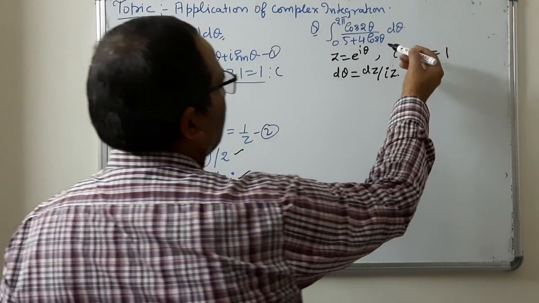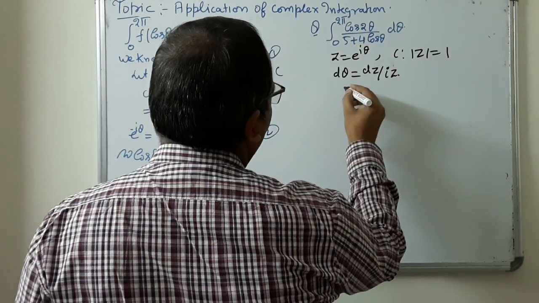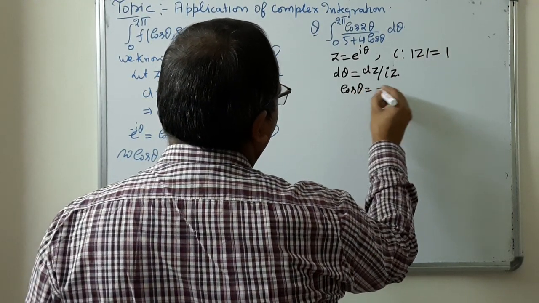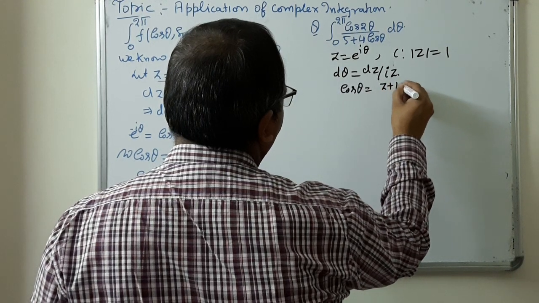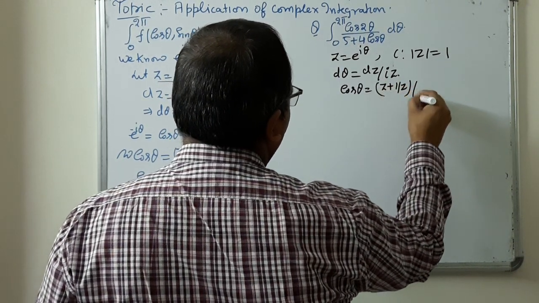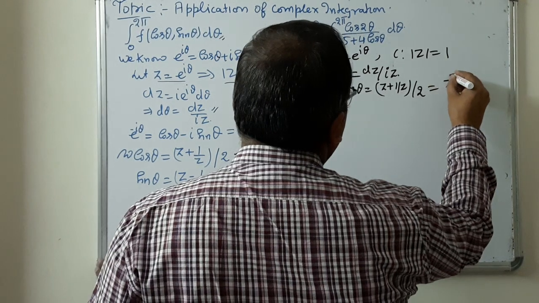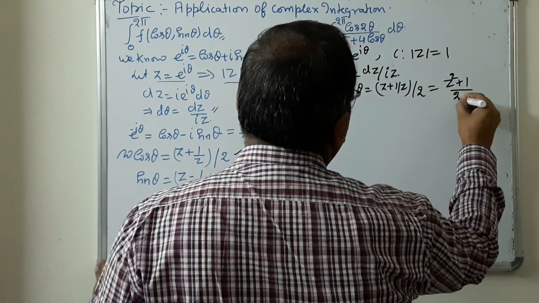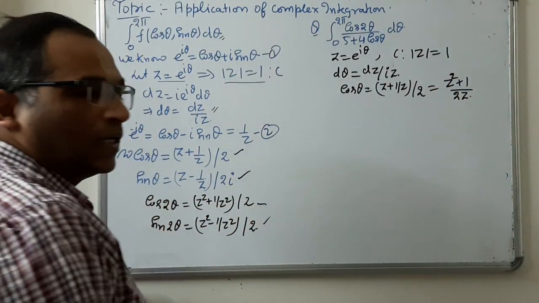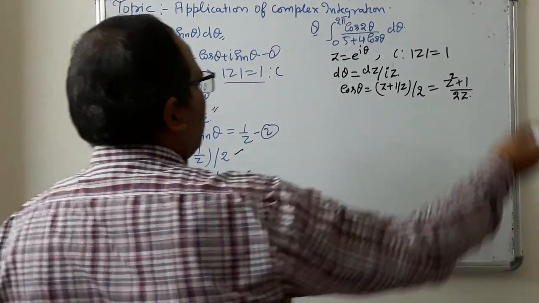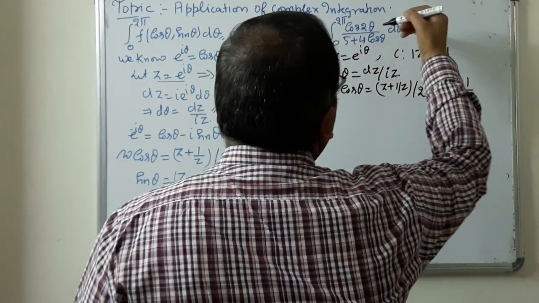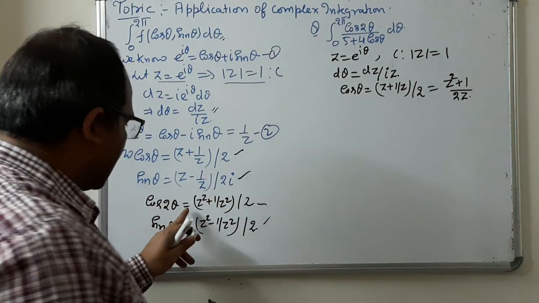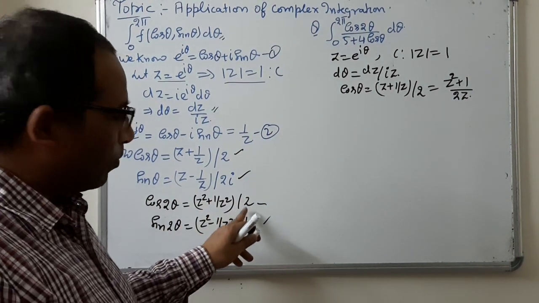Now we replace this in the denominator. What will be the value of cos θ? Cos θ will be equal to (z plus 1 upon z) upon 2. That means (z square plus 1) upon 2z. We replace cos θ equal to this. If we replace cos 2θ as, what is cos 2θ? (z square plus 1 upon z square) upon 2.